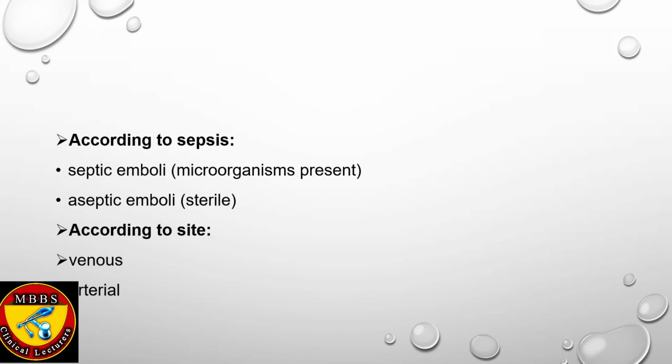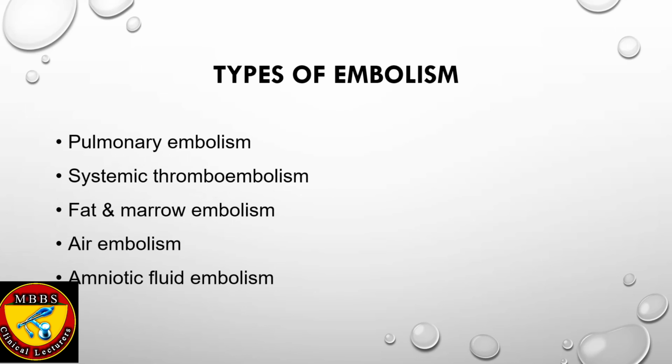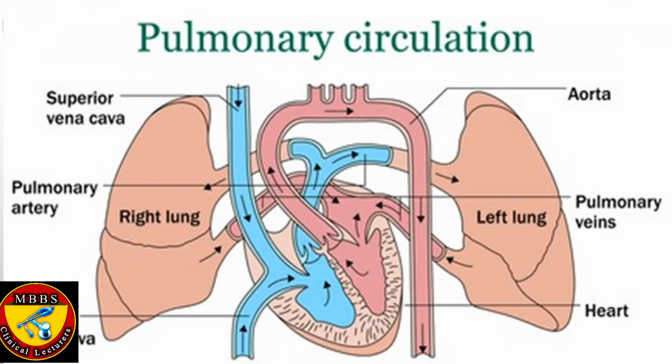And according to the sites, if they are present in venous circulation, they are venous emboli. In the arterial circulation are the arterial emboli. Now, the types of embolism consist of pulmonary embolism, systemic thromboembolism, then fat and marrow embolism, air embolism, and amniotic fluid embolism. We will now discuss pulmonary embolism.